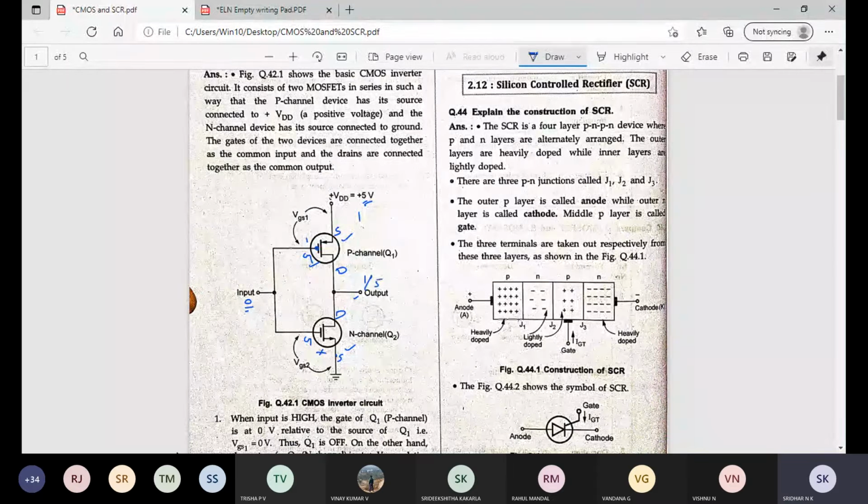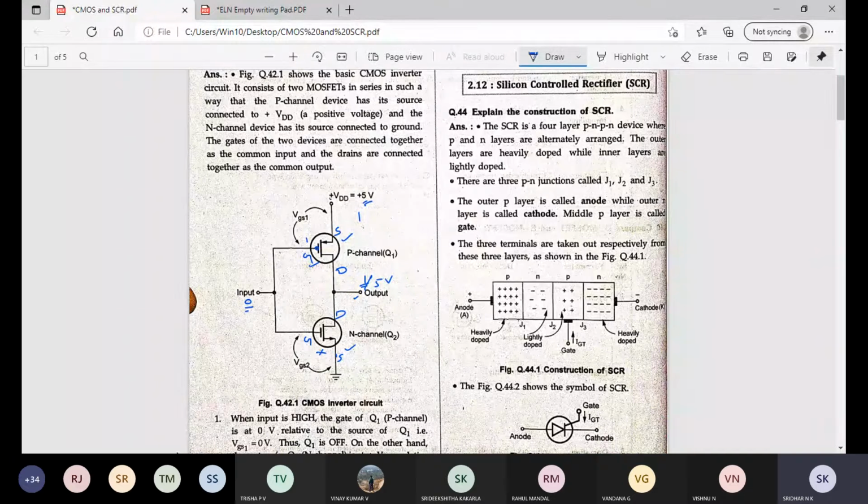Why 5 volts? Because the gate is shorted for PMOS, whereas the gate is open for NMOS. So there is no connection from ground to the output. Only the connection from VDD to the output exists, because this gate is shorted. That's why we get output as 5 volts. 5 volts represents 1, which is high. So input is 0, output is 1. That means if input is low, output will be high. Next, we'll see the other case.